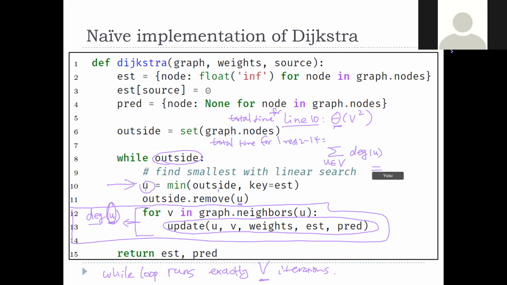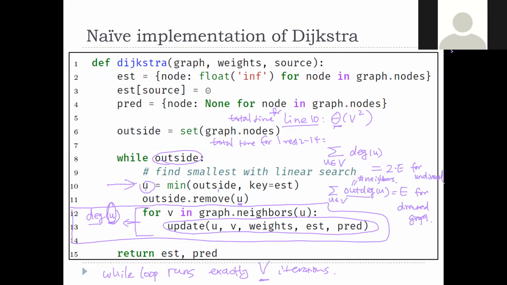And what's the sum of degrees? The sum of degrees is 2 times E for an undirected graph. If it's a directed graph, we really should write out degree of U, because this is the number of neighbors, and the total sum of out degrees of U is exactly E. But it doesn't matter, in both cases this is order E.